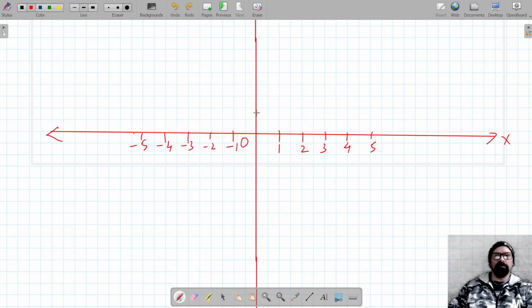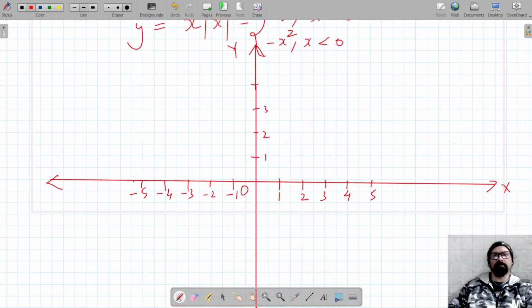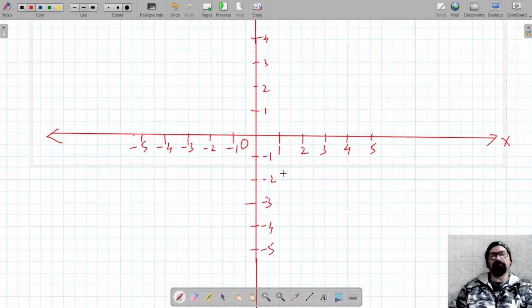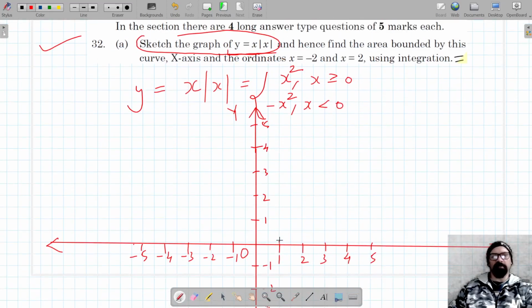Let this be 1, 2, 3, 4, and 5. So this is -1, -2, -3, -4, and -5. So if I put x as 1, which is greater than 0, this will be x squared. So this is our first point, 1 comma 1. If I put 2, which is greater than 0, 2 squared is 4. So this is 4. And this graph goes like this, the freehand curve.